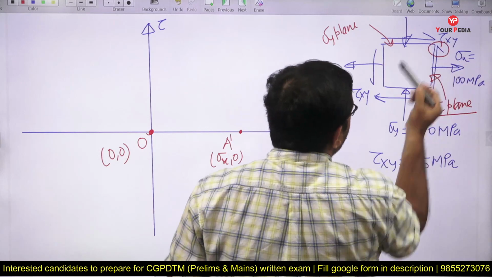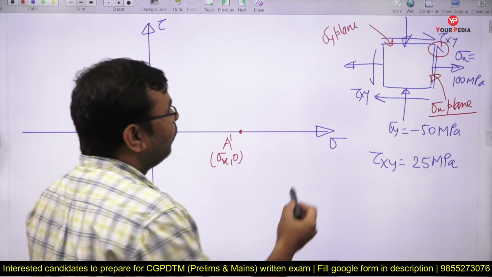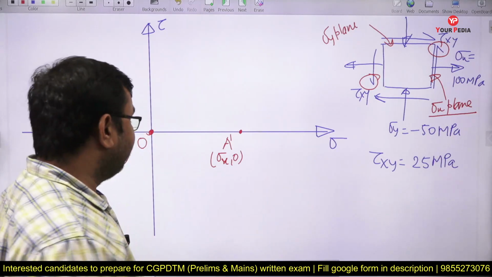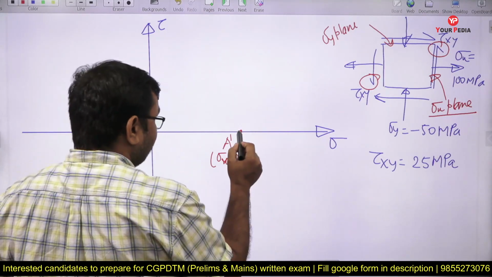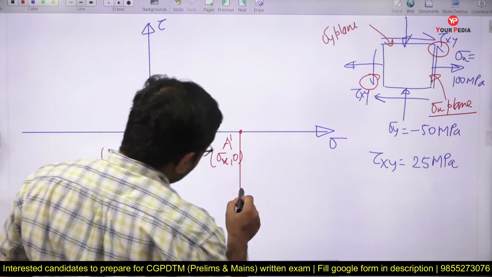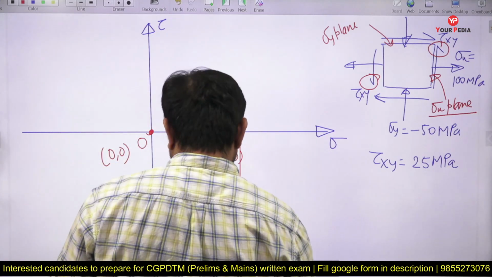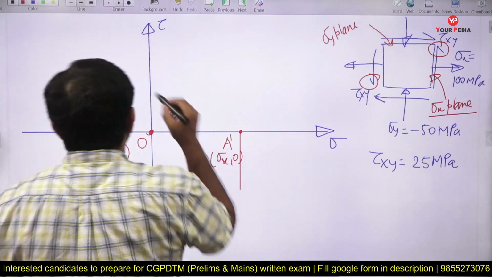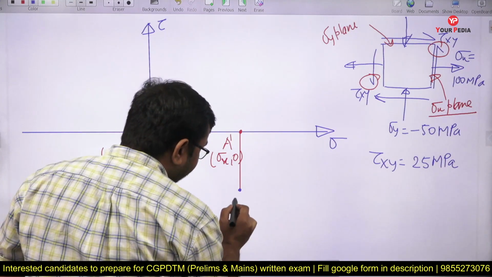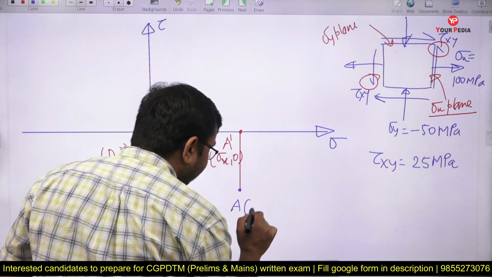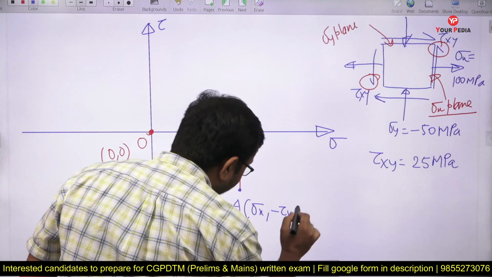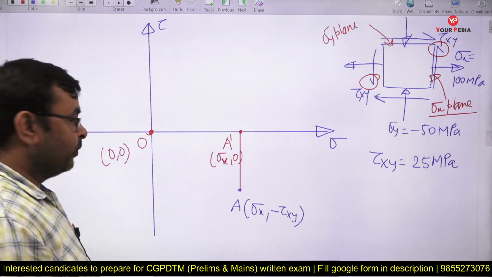Why is it taken as negative? Because tau xy in both the planes will try to produce an anticlockwise couple, and it will be taken as negative. So here I am drawing a line like this. Correct? Now here you can get the point. This is our final reference point, and this point is nothing but A, and its coordinate is sigma x comma minus of tau xy. Yes or no?